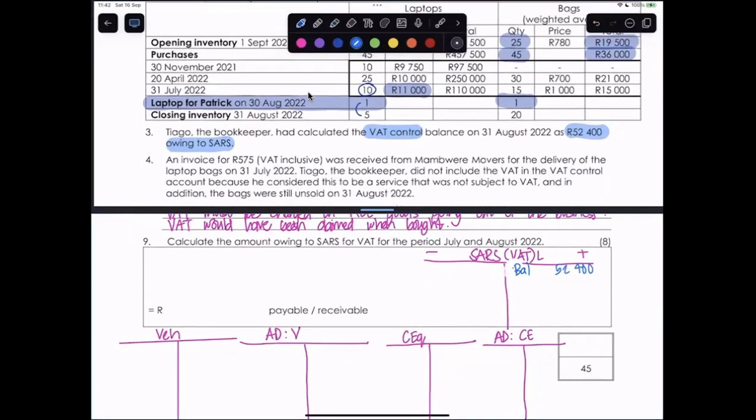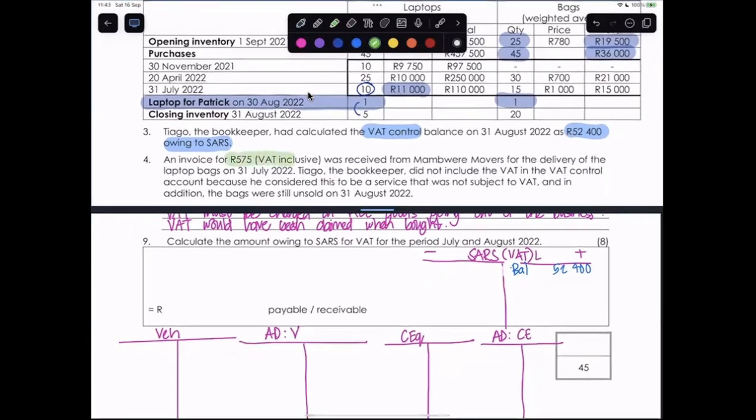An invoice for 575 Rand, VAT inclusive, was received from Mambwere Movers for the delivery of the laptop bags on the 31st of July. Now, delivery needs to be treated as part of the cost. Because remember, cost of sales is the cost of getting the goods to the location and the condition needed to be able to sell them. So we can split this up into what is the VAT and what is the cost. Obviously, to work out the cost, we can say 575 times.